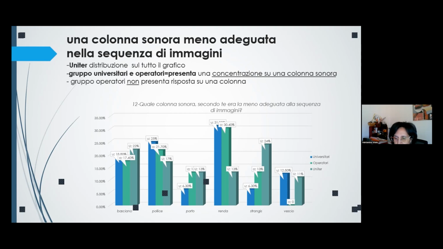Then we asked if there was a music that was less adequate, and we can see something very similar to before. Social workers and students agree that there is one kind of music that is less adequate, which was the one played by Renda. While for the elderly people, there is still not one unique choice, but the choices are spread across the 6 different musics. Next slide, please.